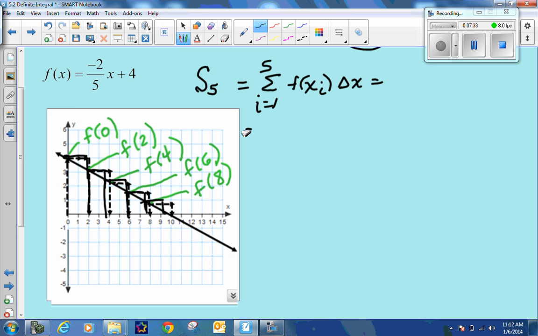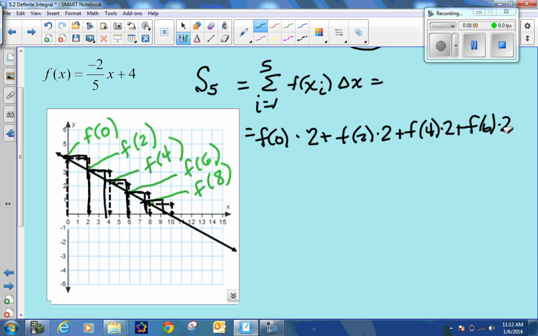Okay, so remember we did the left endpoint, so on the left is f of 0 times the change in x, which we said was 2. The next is f of 2 times 2, f of 4 times 2, f of 6 times 2, and of course I have to squeeze in f of 8 times 2.